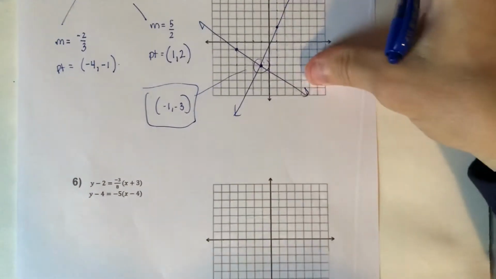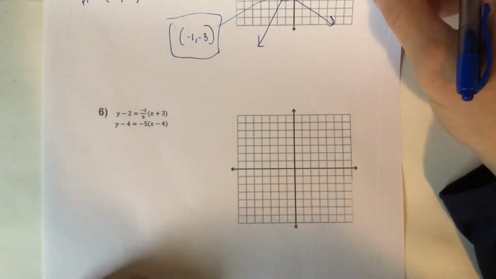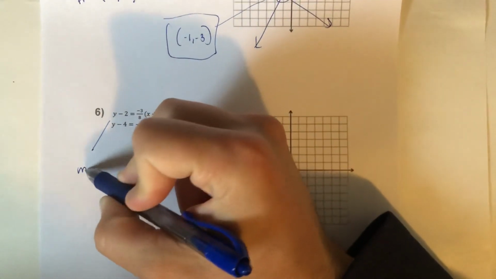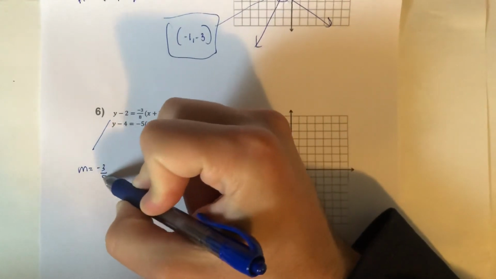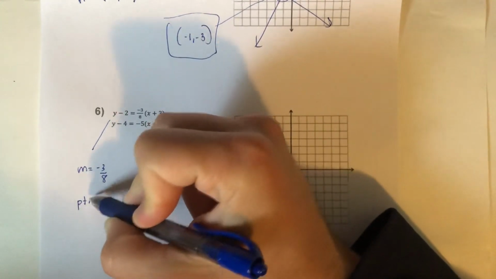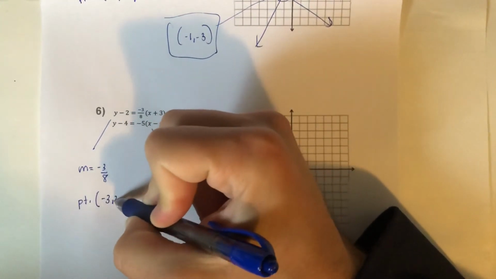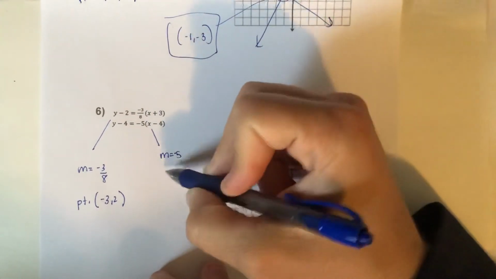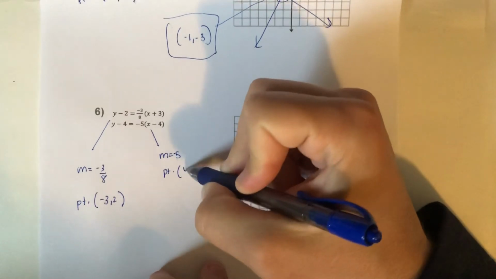All right, last one. And again, we're going to try to get through this relatively quick. I don't have to explain as much. You got two lines here. Slope for the first one is a negative 3 over 8. The point would be negative 3 comma 2. Your other line, you have a slope of negative 5. And your point is 4, 4.